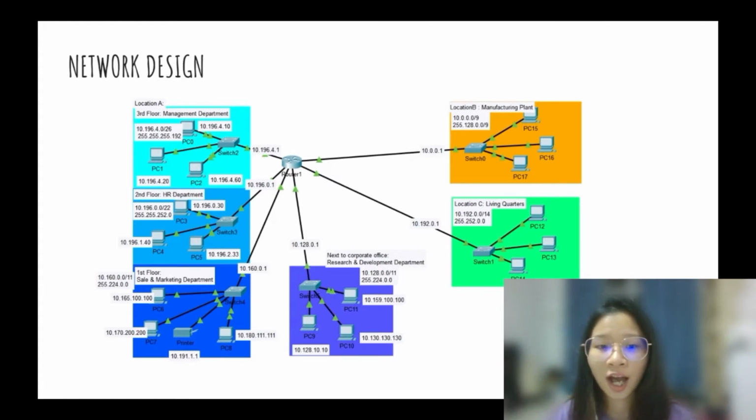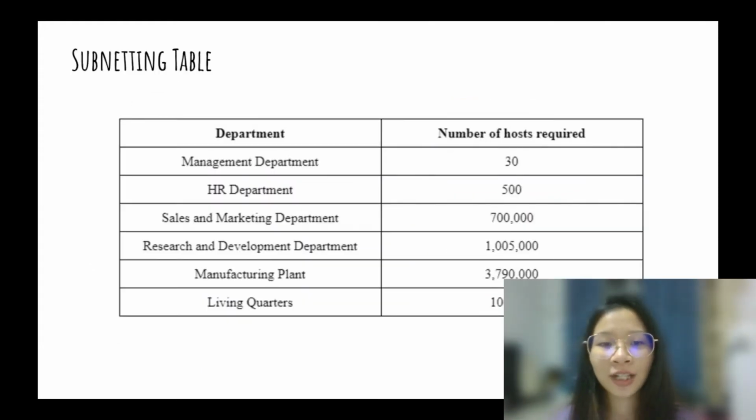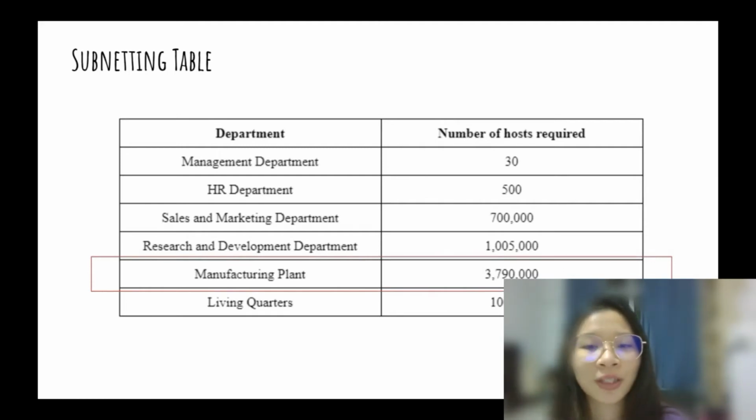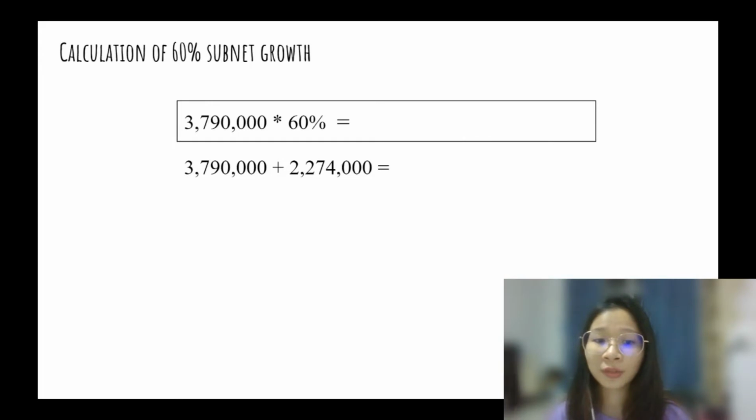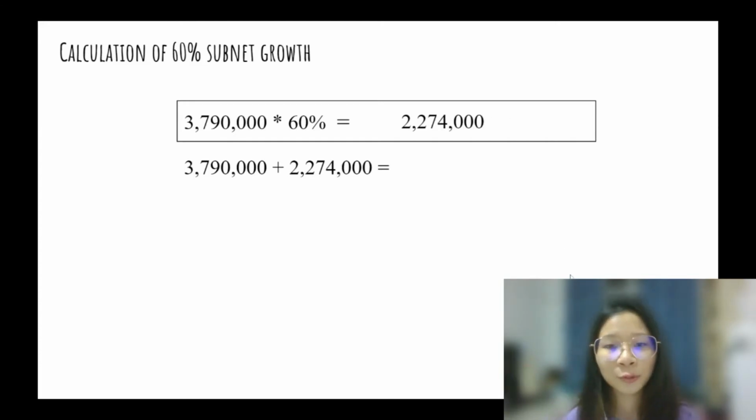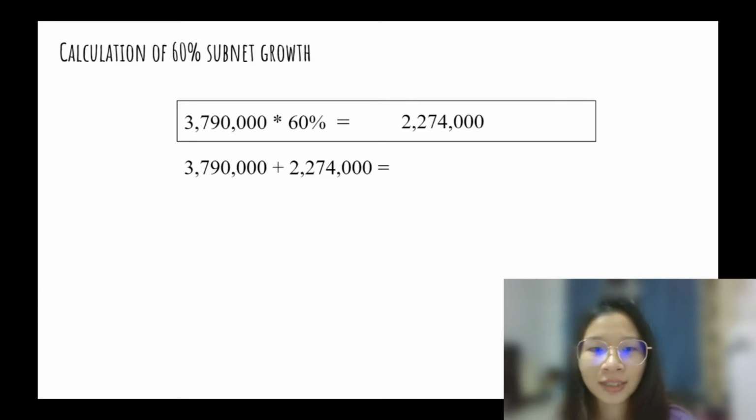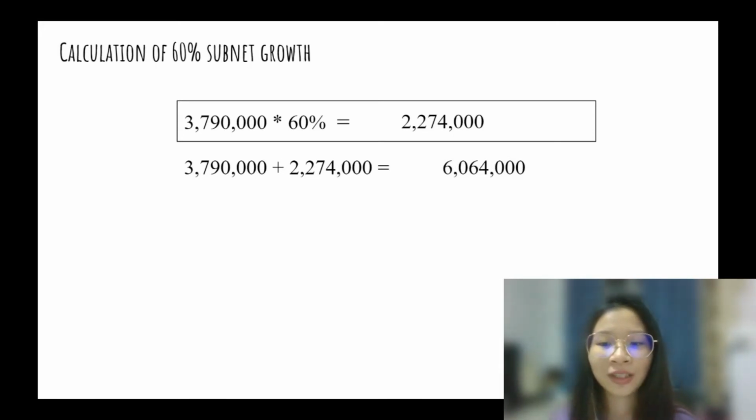Then now we can go into our calculation. Now look at our table. The manufacturing plant is very obviously the largest of all the departments, at 3,790,000. Within this number, we need to calculate the largest subnet for 60% growth. So we multiply it by 60%, and we get 2,274,000. This is the 60% growth. Then we total up both of them, and we get 6,064,000. This is the largest number with its 60% growth.